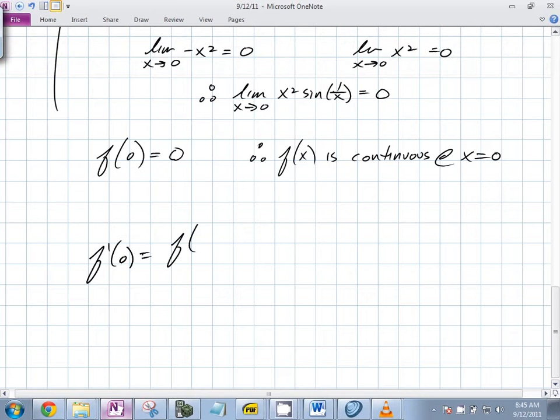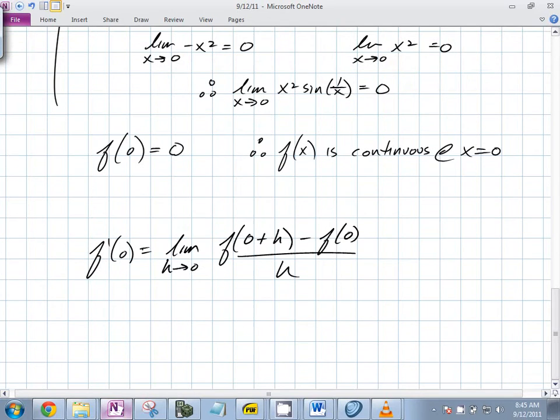We'll do it this way. I'm sorry, I need to add something here. It's the limit as h goes to 0 of f of 0 plus h minus f of 0, all over h. Well, f of 0 plus h is the same thing as f of... What is f of 0? 0.